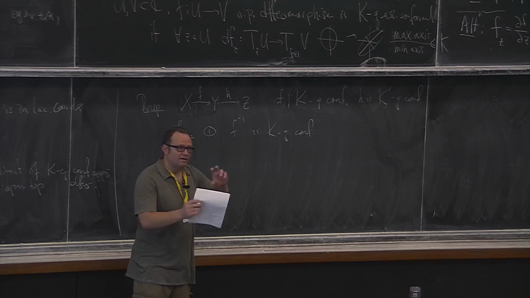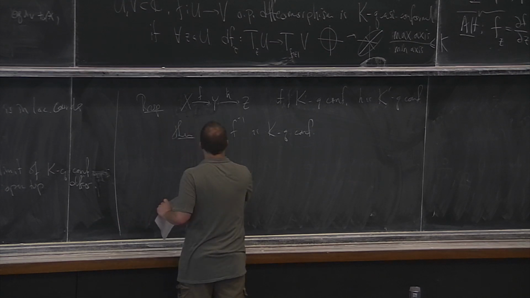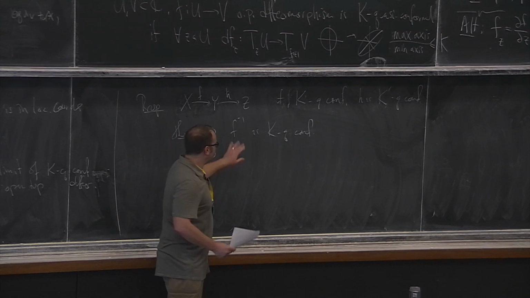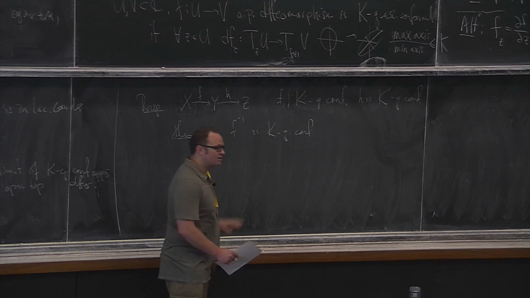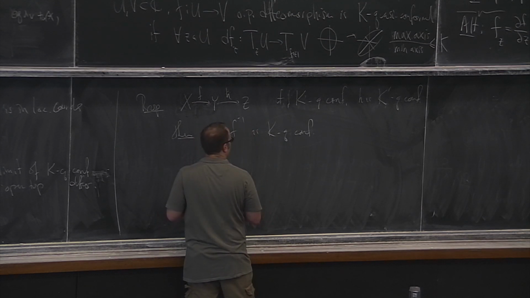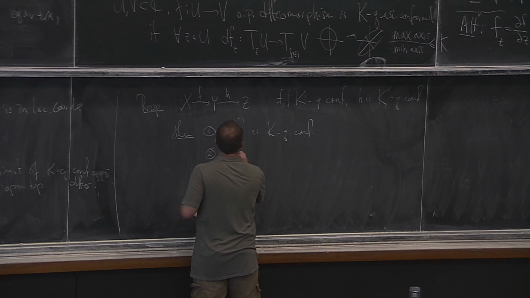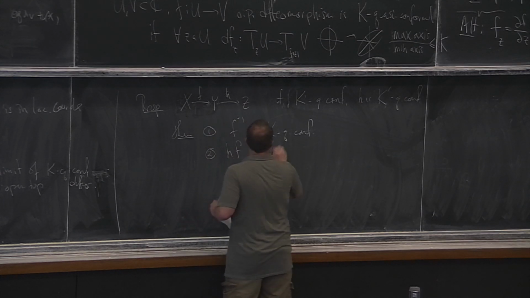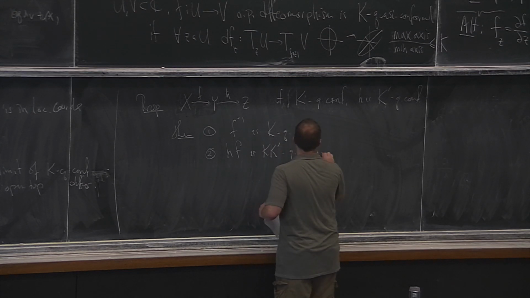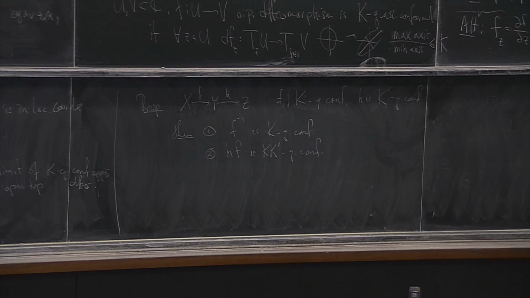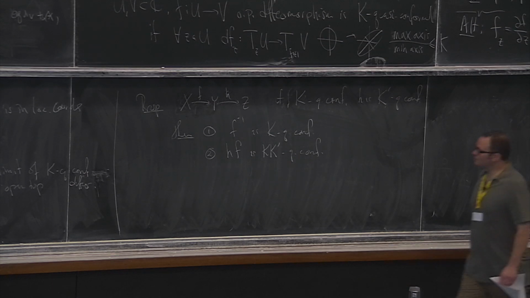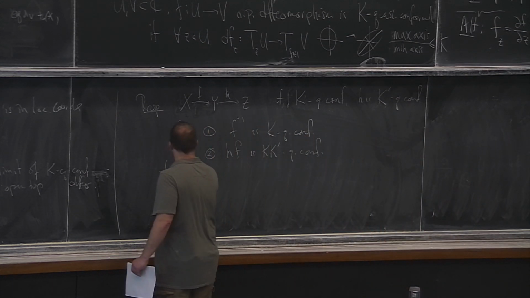If you think about the picture, that's obvious. That's true for diffeomorphisms. It's fairly straightforward, and then you can take limits and check that this is true. The other thing is that if I compose, then h composed with f is k k prime quasi-conformal. And I think the derivative norm definition is a good way to see that. Okay, so that's one fact. Proof exercise.